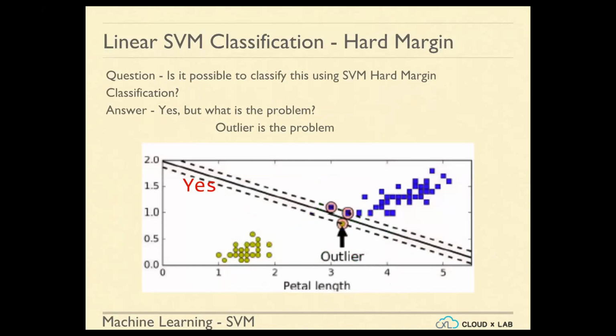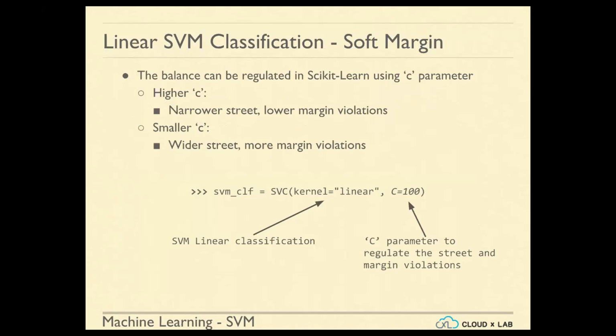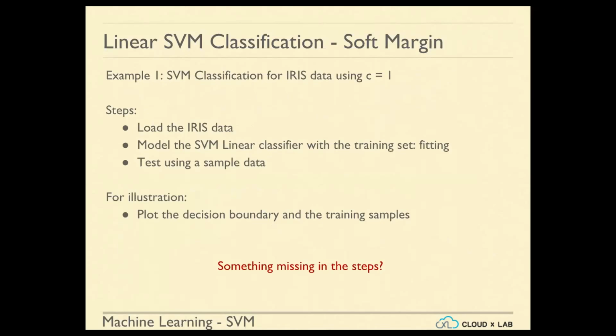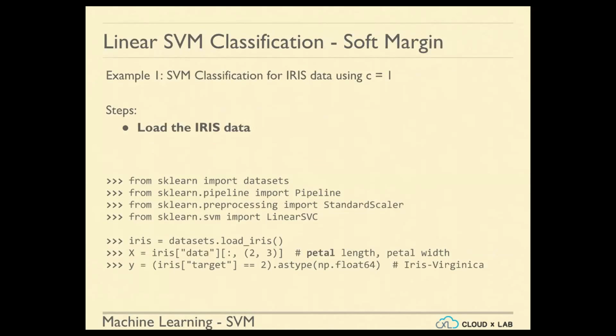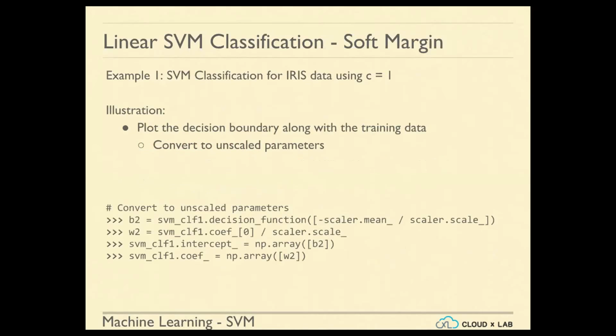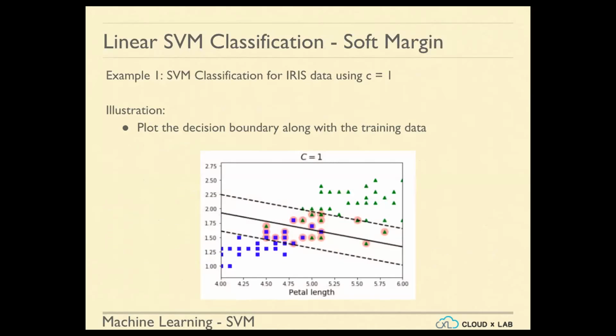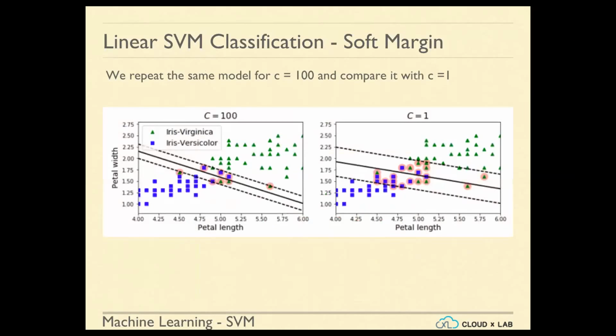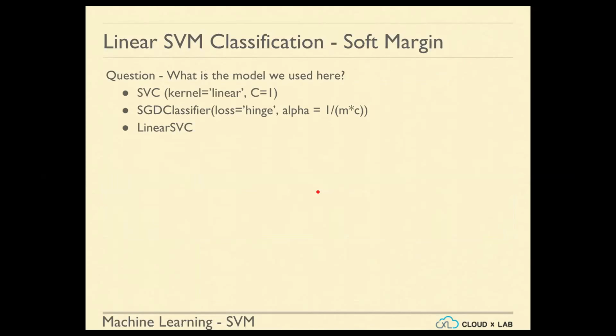SVM classification can be done using the SVC algorithm with the kernel as linear, and the street margin can be controlled with C. We learned how to plot the data with different margins. The lower the C, the bigger the margin.